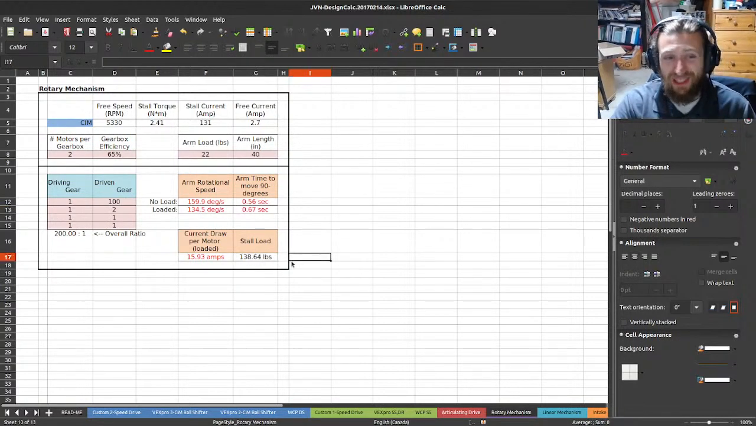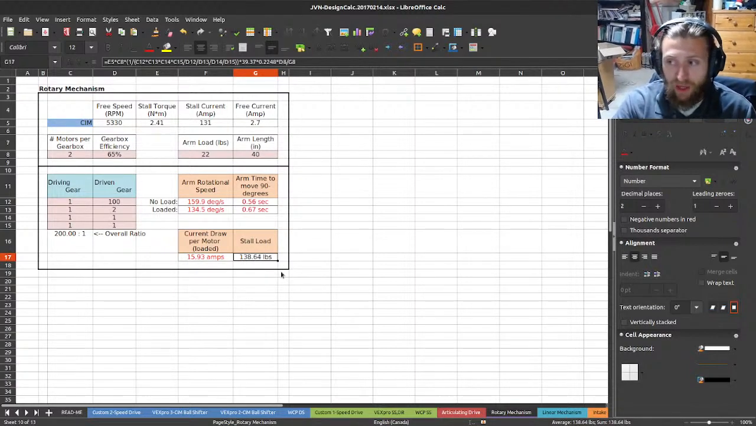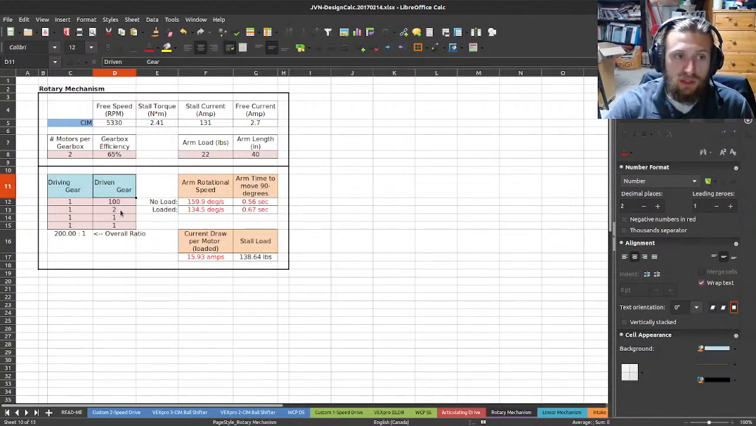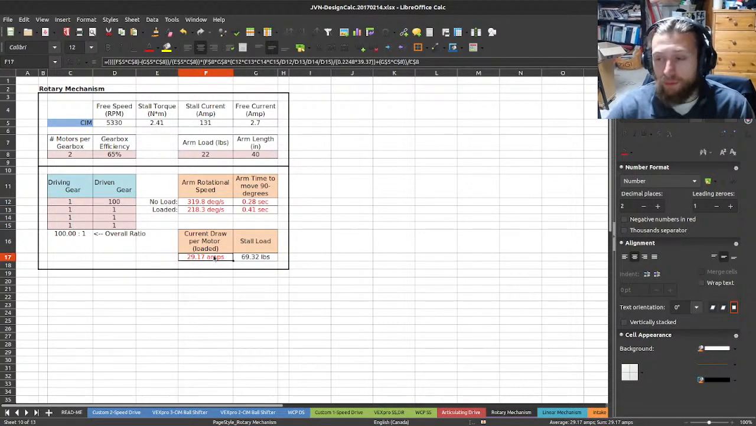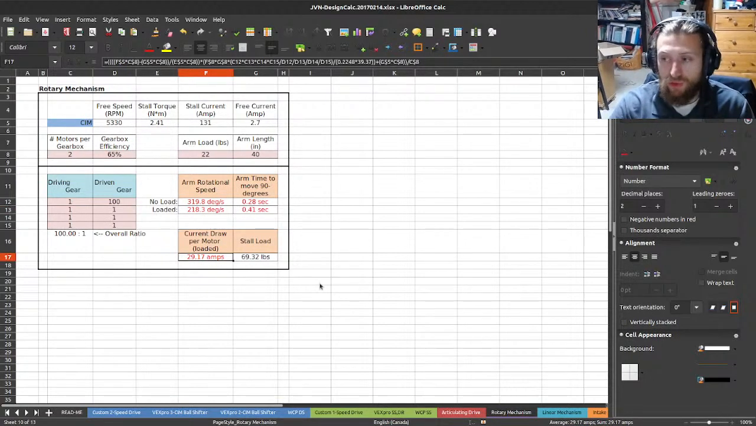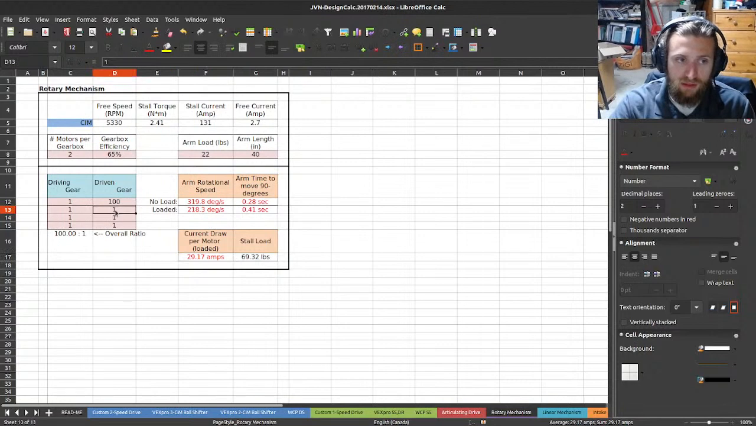Our stall load is now significantly higher, way, way higher. We don't have to worry about the stall load anymore. What we're concerned with now is how fast we can get it to where it needs to be. So let's play around with the gear ratios a little bit. At 100 to 1 and 30 amps, it's getting there in under half a second. That's pretty good. This is a viable design. Note that this is going to get hot, because 30 amps is still quite a bit of current. Typically, we put breakers or fuses on things so that they don't draw more than 40 amps continuous. Anything more than that, it'll just pop off and it's not going to work.